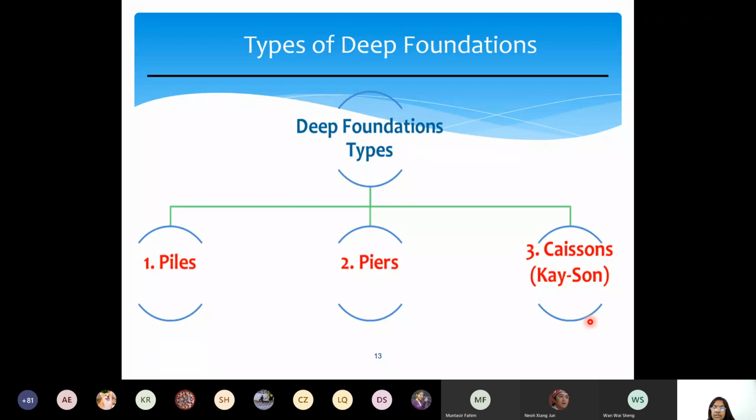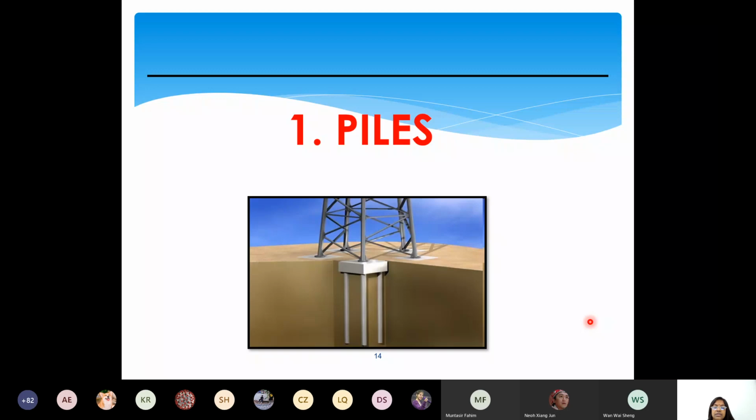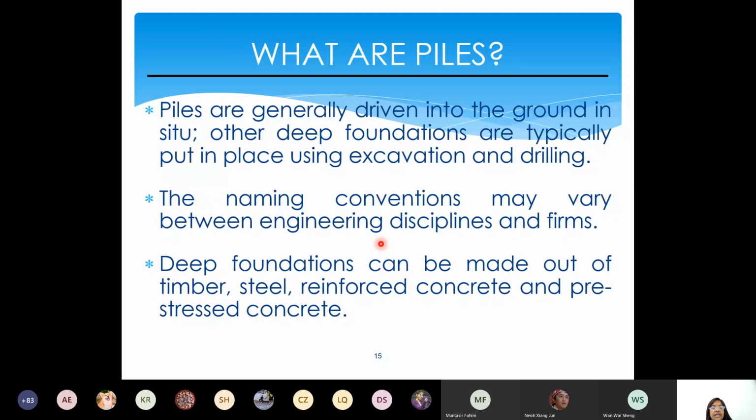This is again based on the types in the construction. Piles. You see here the piles are constructed to hold the transmission tower. This is acting as a foundation for the transmission tower. What are piles? Piles are generally driven into the ground in situ, or other deep foundations are typically put in place using excavation and drilling. So piles may be driven or made by excavation. We will see how it is, and by drilling.